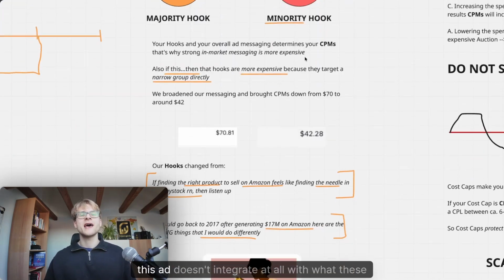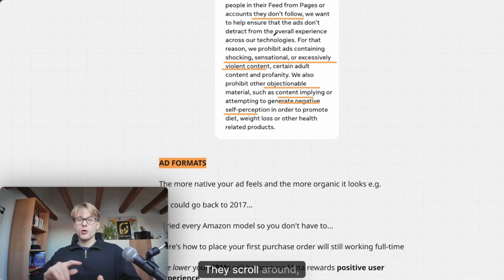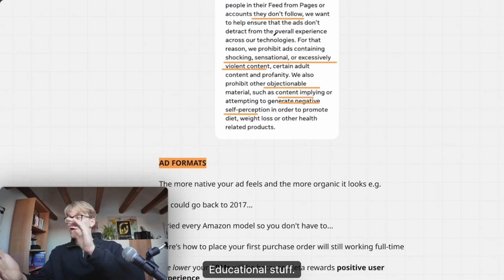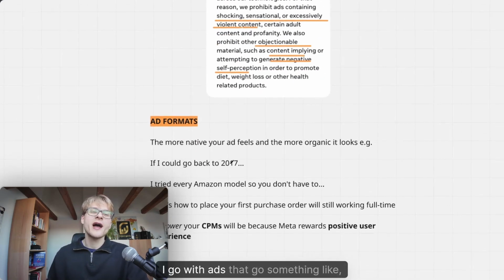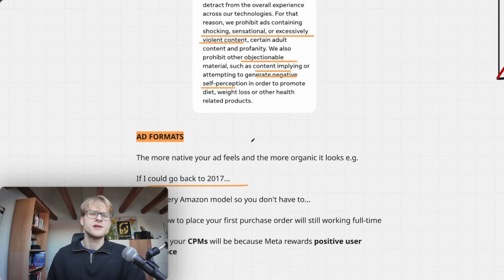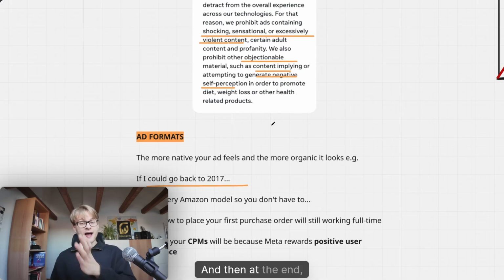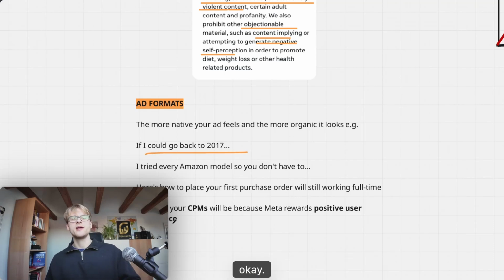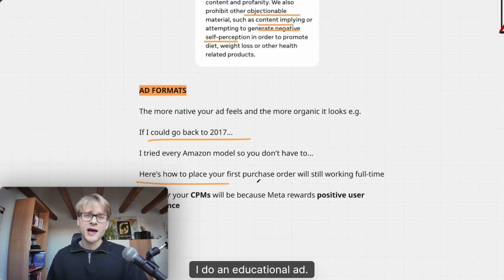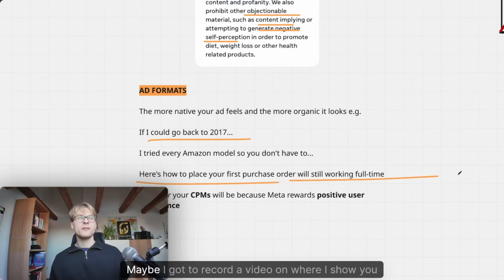And on top of that, this ad doesn't integrate at all with what these guys normally see on Instagram. They scroll around, see cool reels, see educational stuff, learn something, okay, get some entertainment. So what I do is I go with ads that go something like, "If I could go back to 2017, I tried every Amazon model so you don't have to, and here's exactly what I learned." And then at the end, I transition. I don't start the ad with "If you're tired of scaling your Amazon business," okay? Or something like, I do an educational ad: "Here's how to place your first order while still working full time." This is an ad, but after, maybe I go record a video where I show you exactly how to do this.